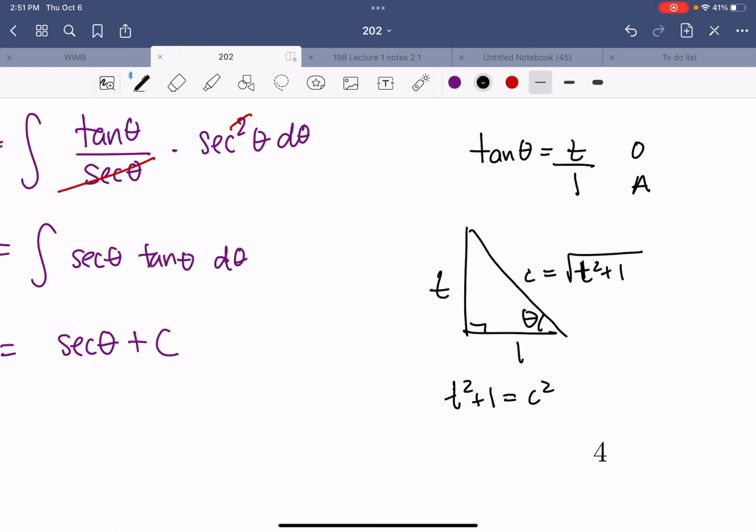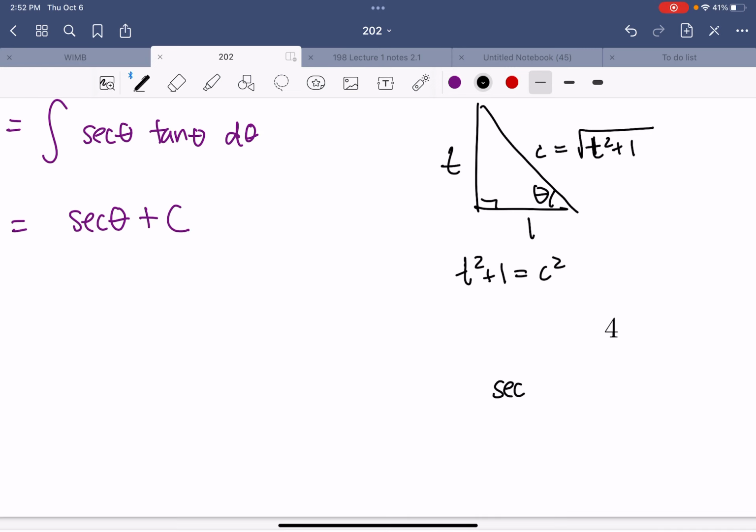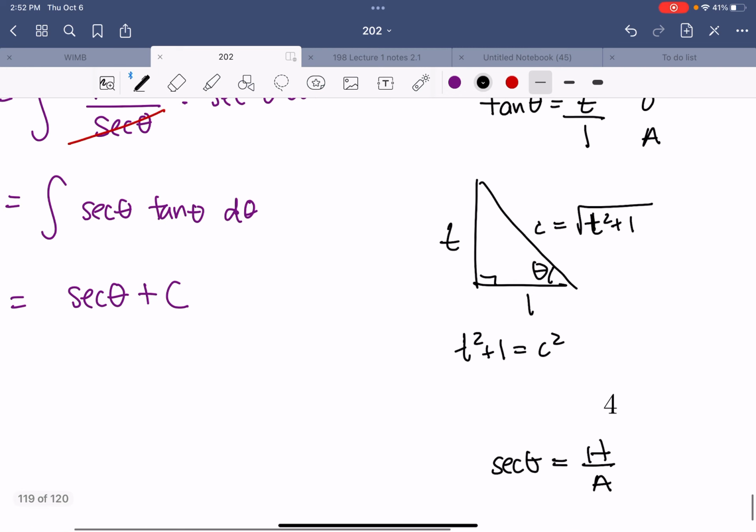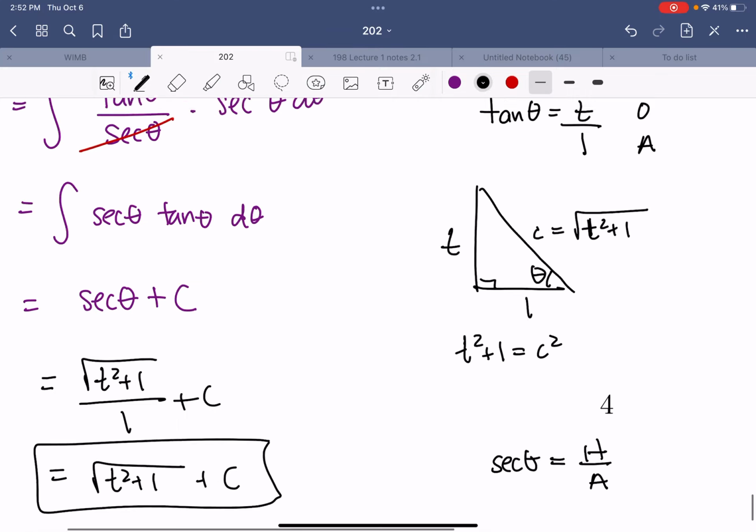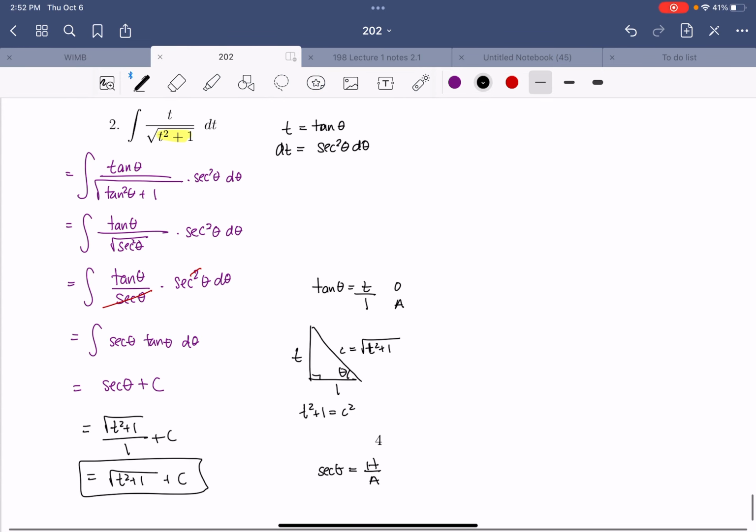So when we're finding secant theta, it is 1 over cosine. Cosine is adjacent over hypotenuse, so secant is hypotenuse over adjacent. And so in that case, the hypotenuse is our square root of t squared plus 1, divided by the adjacent side, which is just 1. So we just get the square root of t squared plus 1 plus c. Okay, so that one actually simplified rather nicely. So that's number 2.